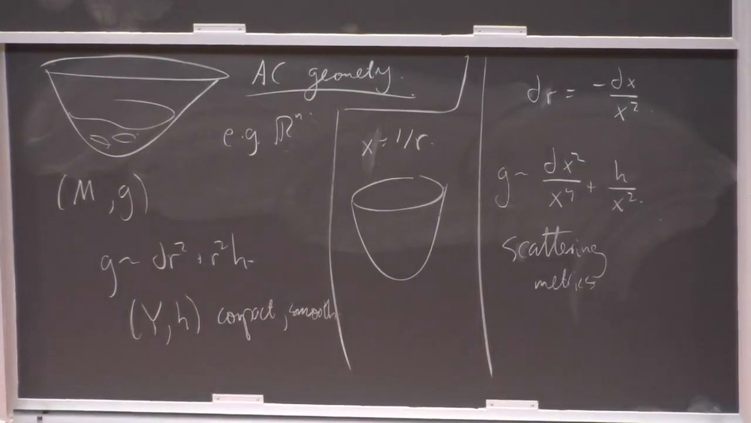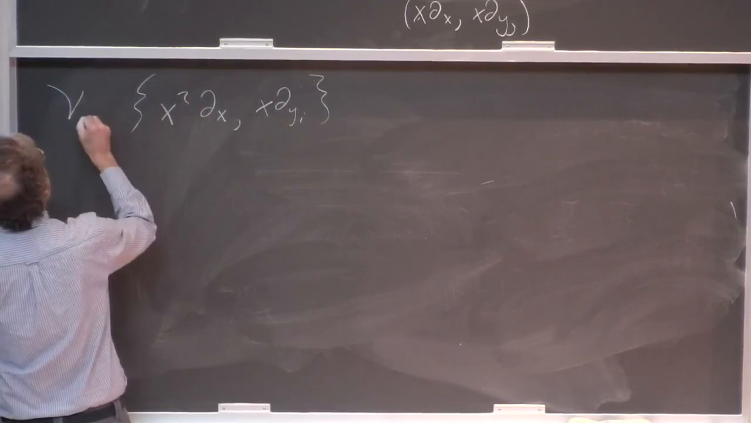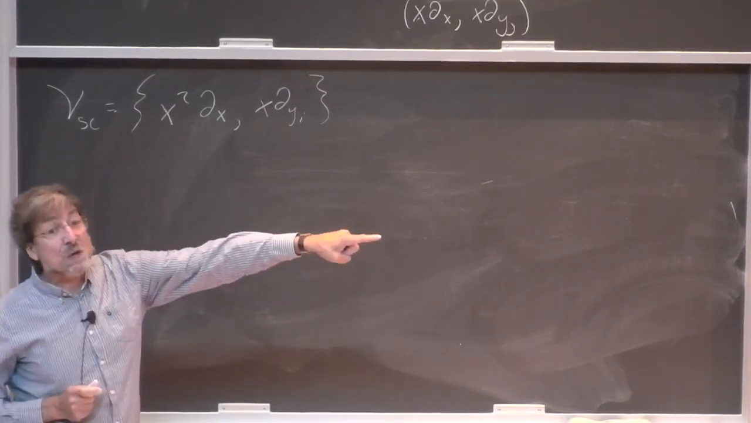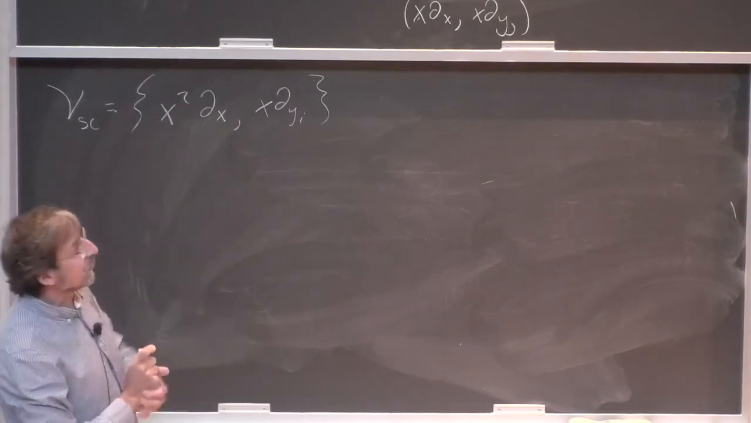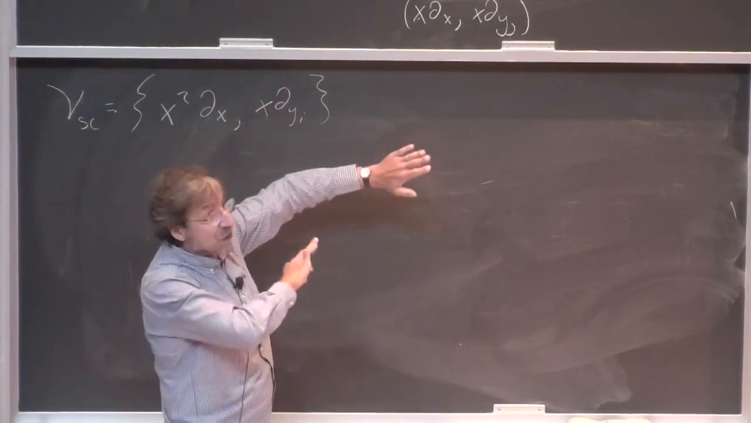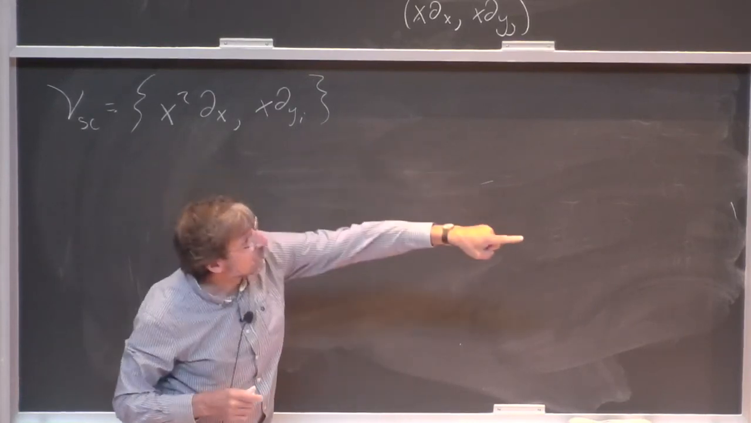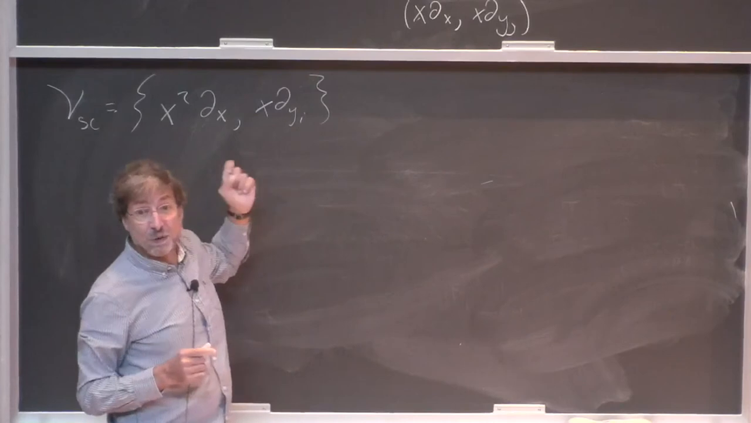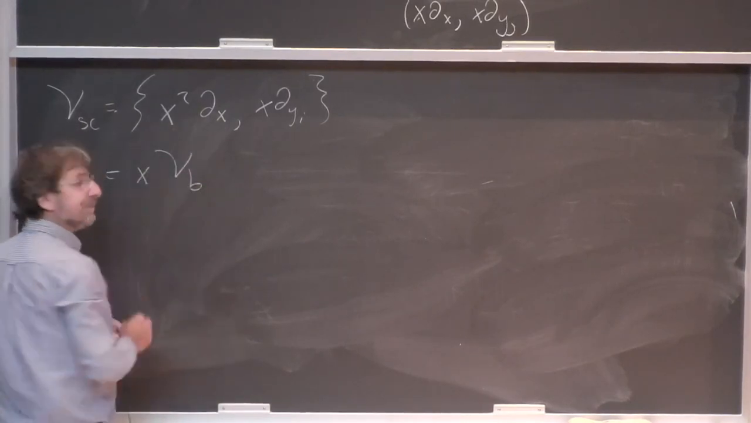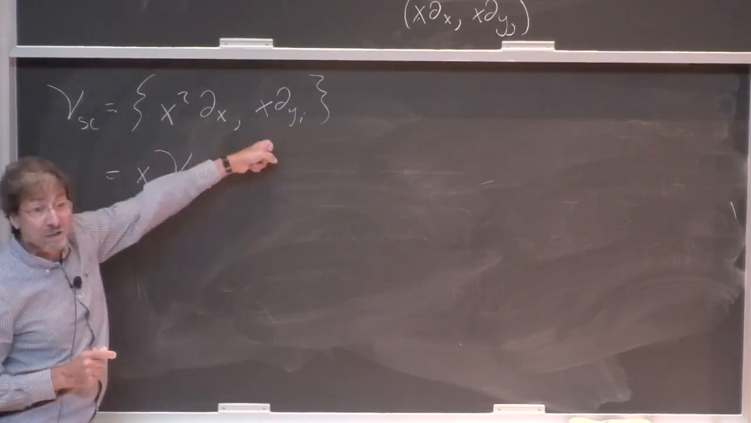If I think about it from the same point of view, what are the basic structural vector fields? That geometry suggests that the structural vector fields are x squared d/dx and x d/dy_i. These are the scattering vector fields. Why are these the good guys? They are the unit length, or bounded length, smooth vector fields with respect to that metric. If I were to take the constant coefficient vector fields on R^n and invert them with respect to polar coordinates, I'd get these. So these are a really natural set of vector fields. Notice that these are closely related to the B vector fields, so I'm going to write this as x times V_b. Namely, if I take any B vector field and multiply by x, I get one of these.